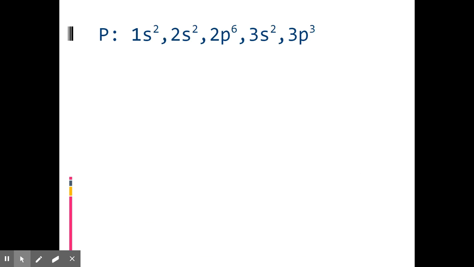A couple other things that you can look at a configuration and tell are how many electrons that element has. If we add up all of the exponents up at the top, that tells me how many electrons something has. So how many electrons do we have for this? 2 plus 2 plus 6 plus 2 plus 3 is going to give me 15. I can match 15 up with phosphorus, and that's the atomic number. Since we're dealing with neutral atoms, 15 would be the number of electrons as well.